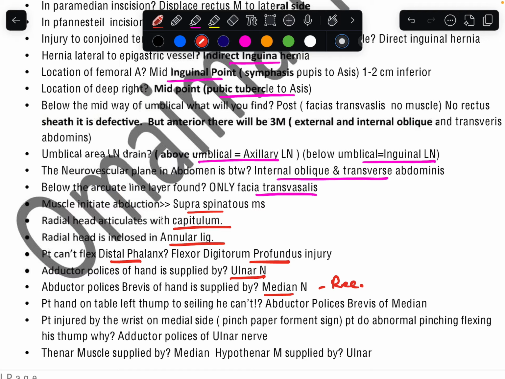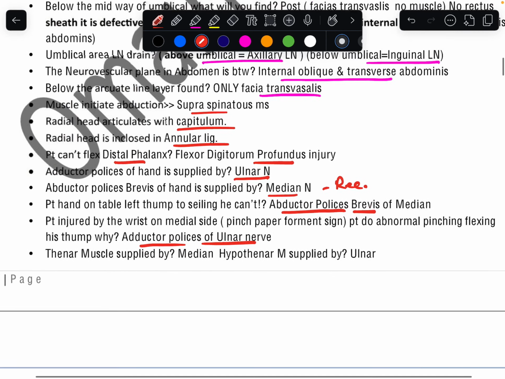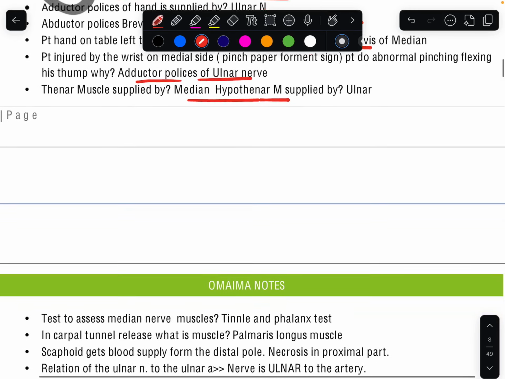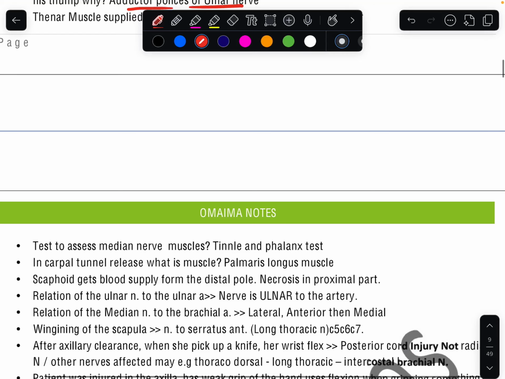Patient puts the hand flat, cannot raise the thumb to the ceiling: abductor pollicis brevis, median nerve. Patient injured at the wrist on the medial side, pinching paper: Froment's sign. Adductor pollicis, ulnar nerve. Froment's is for ulnar. Thenar muscles supplied by median. Test to assess median nerve: Phalen's test and Tinel's sign.